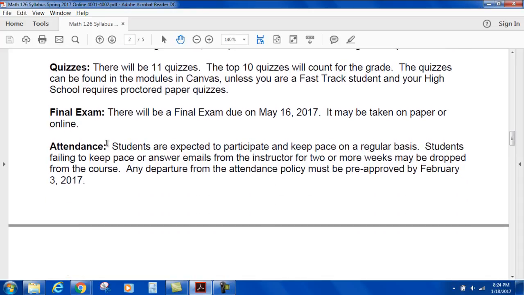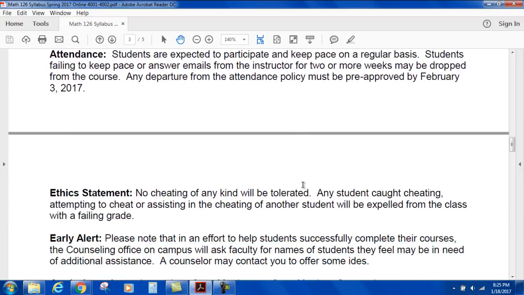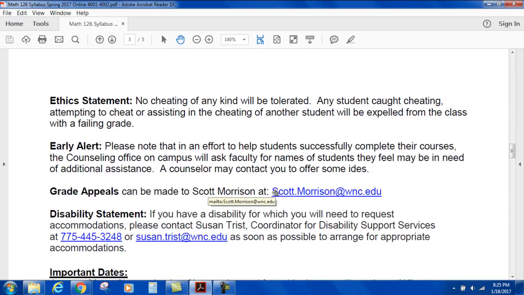Attendance. Students are expected to participate and keep pace on a regular basis. Students failing to keep pace or answer emails from the instructor for 2 or more weeks may be dropped from the course. Any departure from the attendance policy must be pre-approved by February 3rd, 2017. Ethics statement. No cheating of any kind will be tolerated. Any student caught cheating, attempting to cheat, or assisting in the cheating of another student will be expelled from the class with a failing grade.